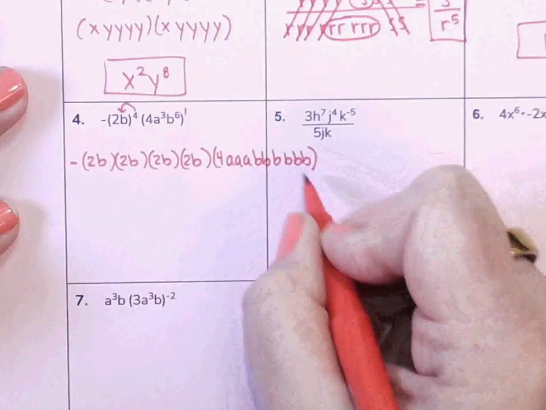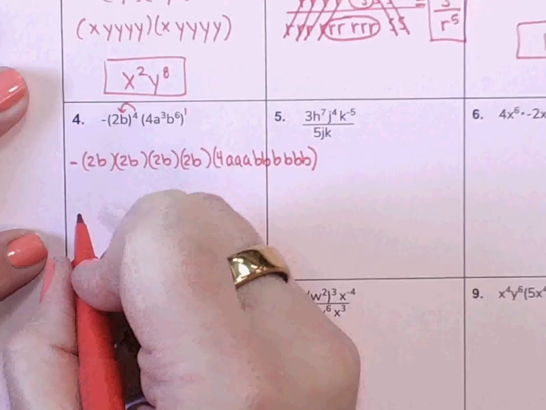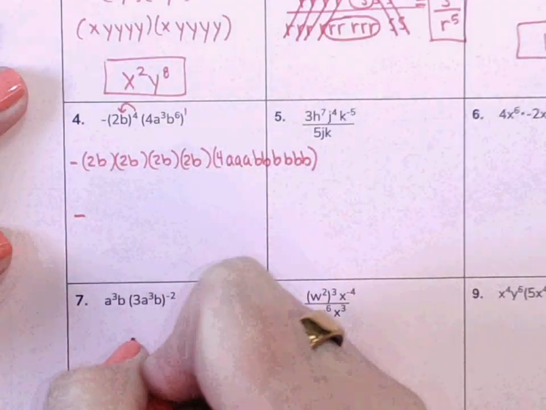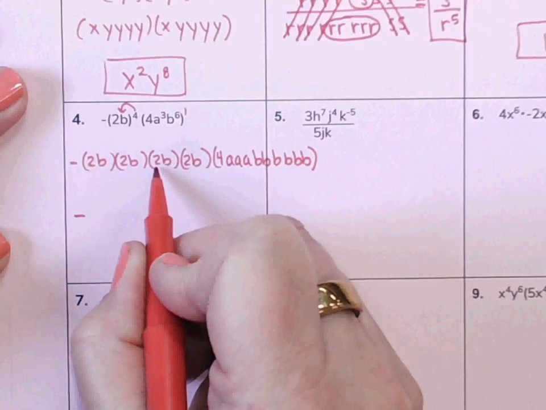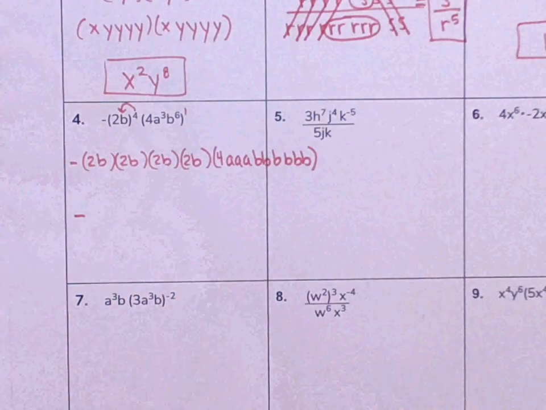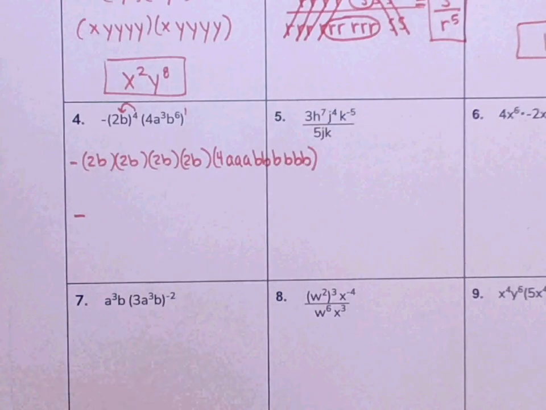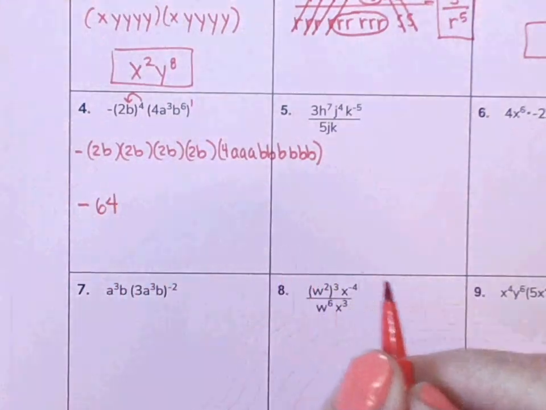Hopefully I don't regret eating up this space. So I have a negative, only one of them, so my answer is going to be negative. 2 times 2 is 4, times 2 is 8, times 2 is 16, times 4, I think, is 64. Let me double check that. 16 times 4 is 64. Okay, so that's all of the numbers.